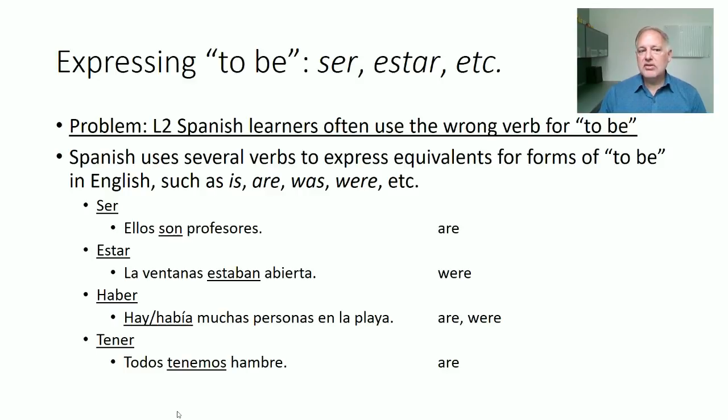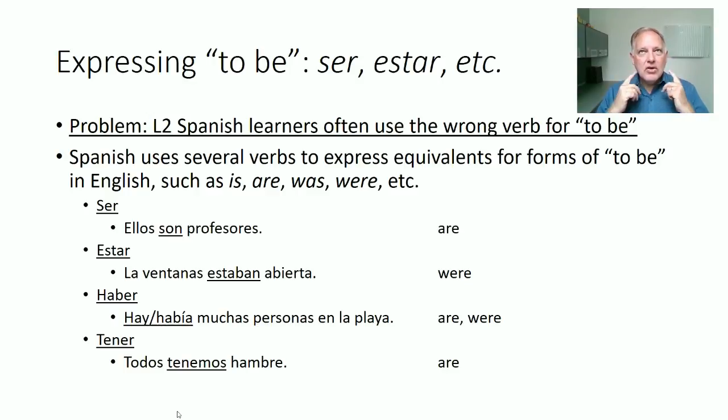So we have obviously the verb ser, as in ellos son profesores, they are. The verb estar in a sentence like las ventanas están, I forgot to change, there's a typo, it should say las ventanas están abiertas, were. The verb haber, impersonally, right? So there are many people at the beach, there were many people at the beach.